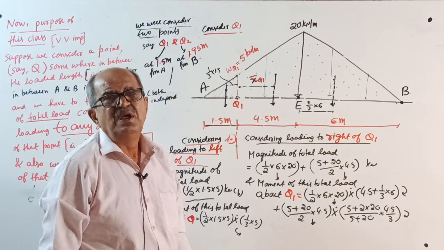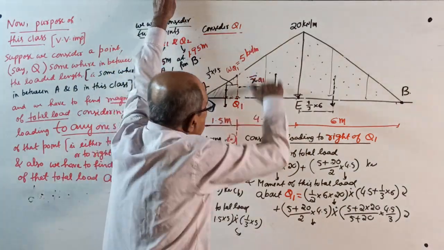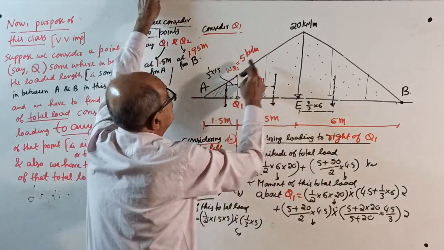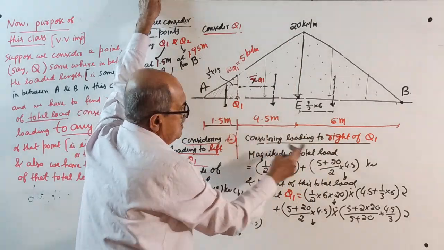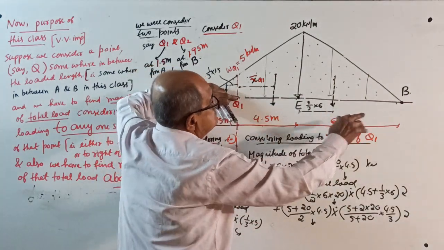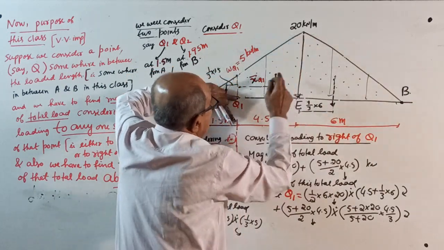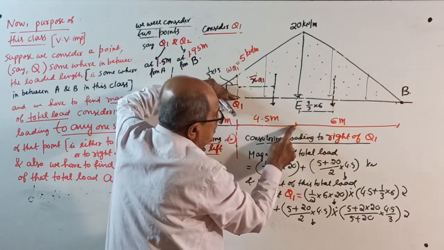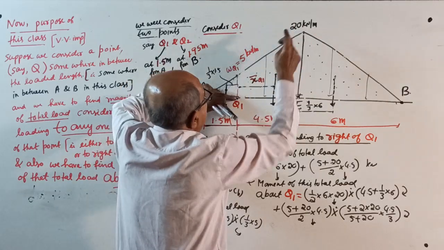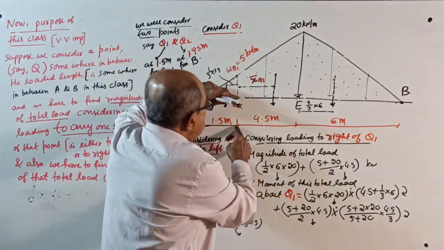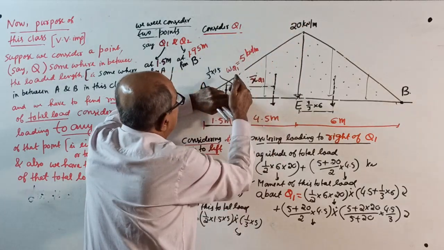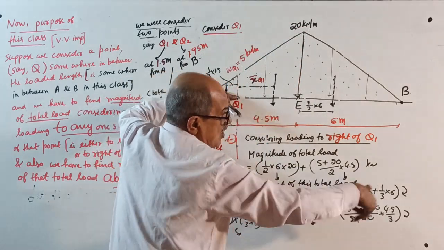This I have explained for you infinite times. Therefore, calculate total load. From here I will start. Half into 6 into 20, one load. 5 plus 20 divided by 2 into 4.5 is the second load. Add these two, you get the total load on that side. Then moment about Q1 of this side: half into 6 into 20 is the load, into 4.5 plus 1/3 of 6, clockwise. Then 5 plus 20 divided by 2 into 4.5 is the total load, into this distance, 5 plus twice of 20 divided by 5 plus 20 into 4.5 by 3, clockwise.